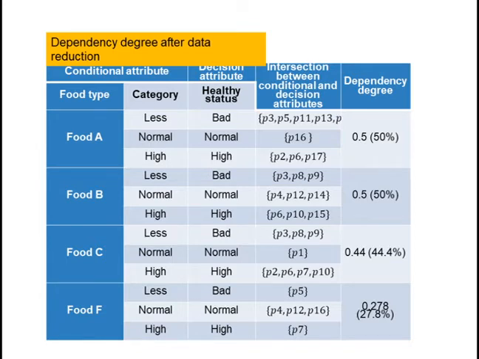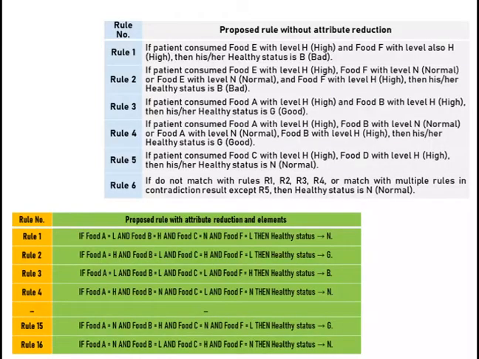Now we are going to propose rules. The first table shows the rules without any reduction. Here all the attributes and all the objects appear, so there is no reduction of attributes. There are around 6 proposed rules. The second table shows the rules after reduction of attributes and elements or objects. So we have around 16 proposed rules here.